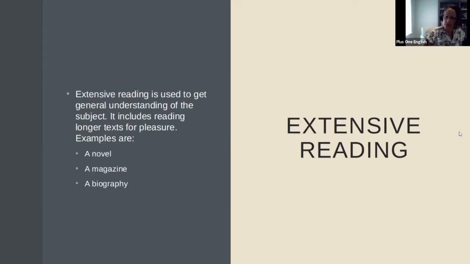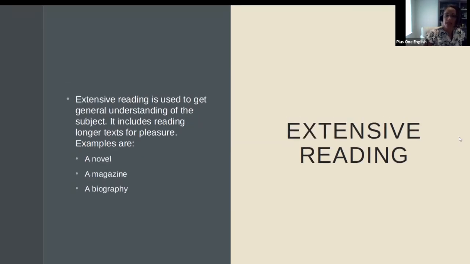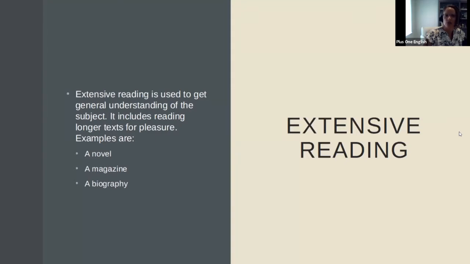Next is extensive reading. Extensive reading is used to get through something like a novel. It's to get the general understanding of a subject. It includes reading longer texts for pleasure. So my example book at the beginning, if you look at that length, this would be an extensive reading book. You read things like a novel, magazine, a biography.